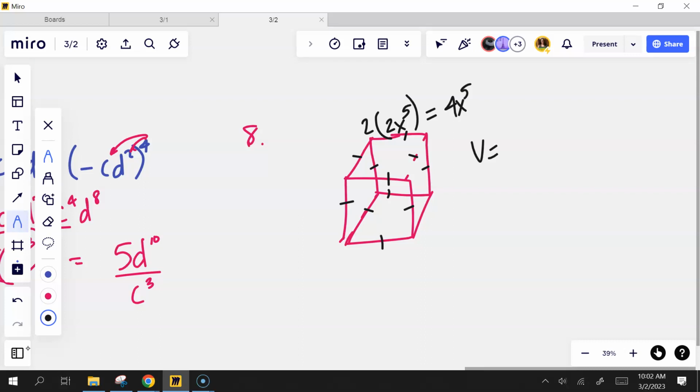Okay. Since it's a cube, they're all going to be the same, right? So I'll do 4x to the 5th times 4x to the 5th times 4x to the 5th.